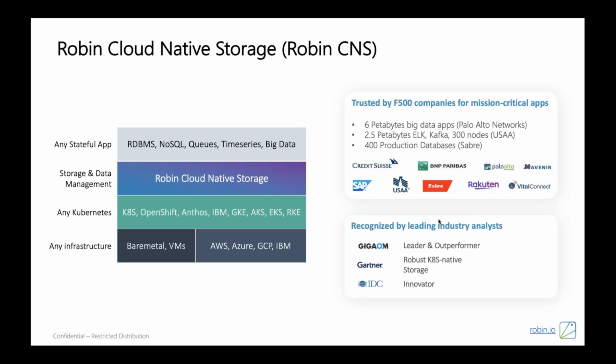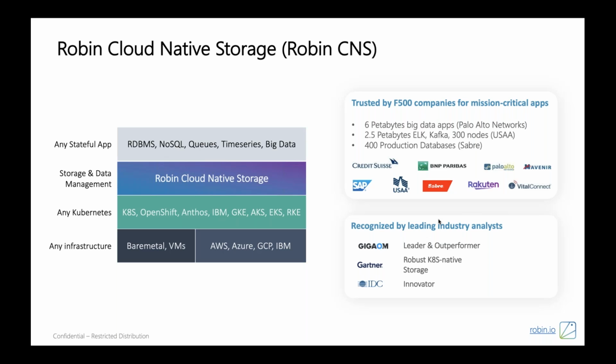With that, let me introduce you to Robin Cloud Native Storage. Whatever characteristics we talked about, all of them are available as part of the Robin Cloud Native Storage offering. It works on any infrastructure, be it bare metal, VM, or any cloud, any Kubernetes, whether it's EKS, OpenShift, Anthos, or other Kubernetes flavors. And you can deploy any kind of app, considering that each app would have a differing set of requirements. It should be able to handle all of those.